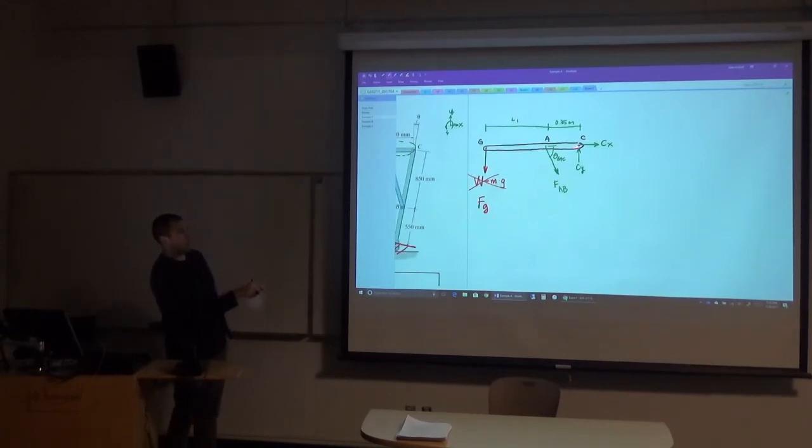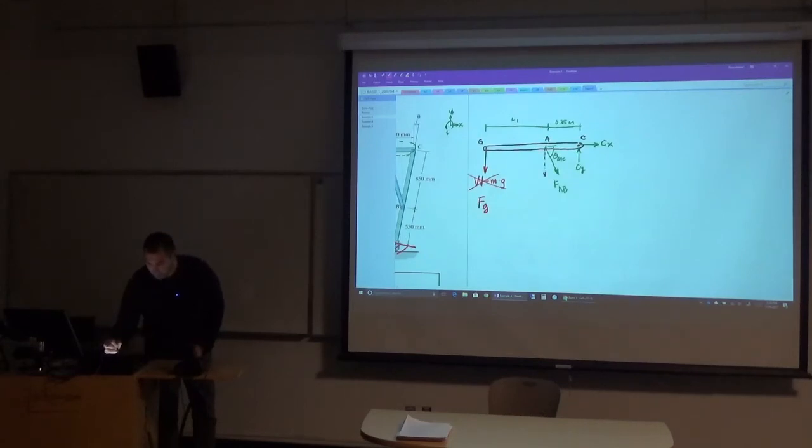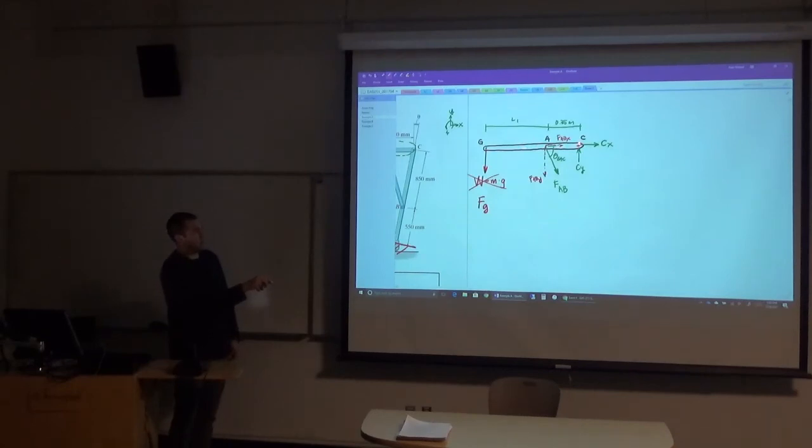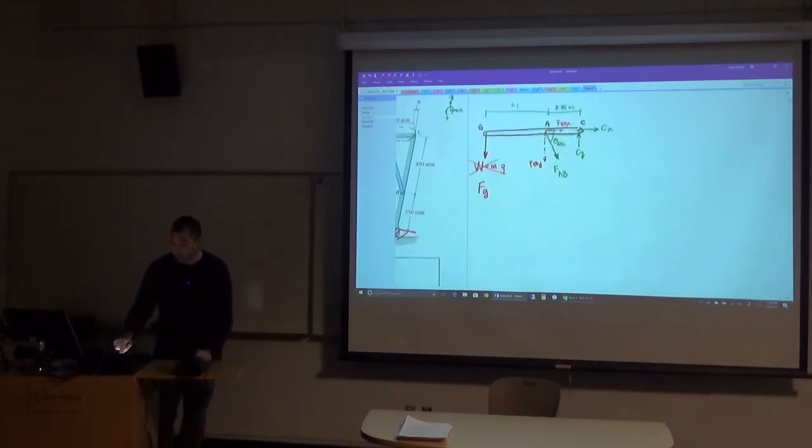So I think sum the moments about C, that gets rid of Cy, that gets rid of Cx, and it basically tells me that only the component of FAB in the y direction matters, because FAB in the x direction would be coincident with C. Whatever the vertical component of FAB is times this distance has to counteract whatever this force FG is times the overall distance between G and C. So I can write that equilibrium equation.